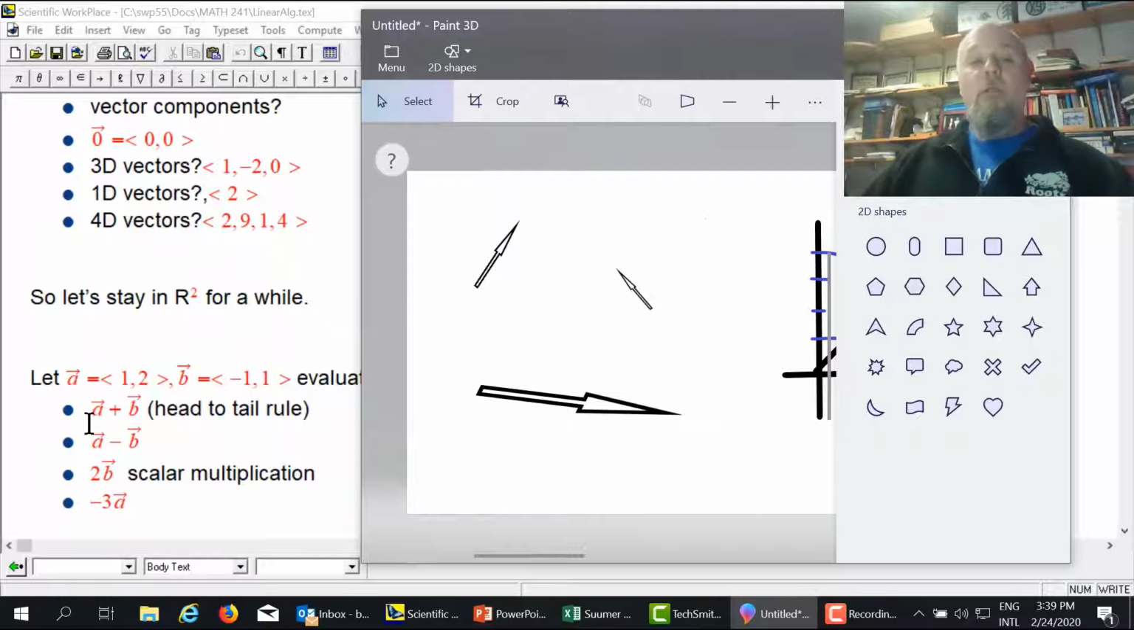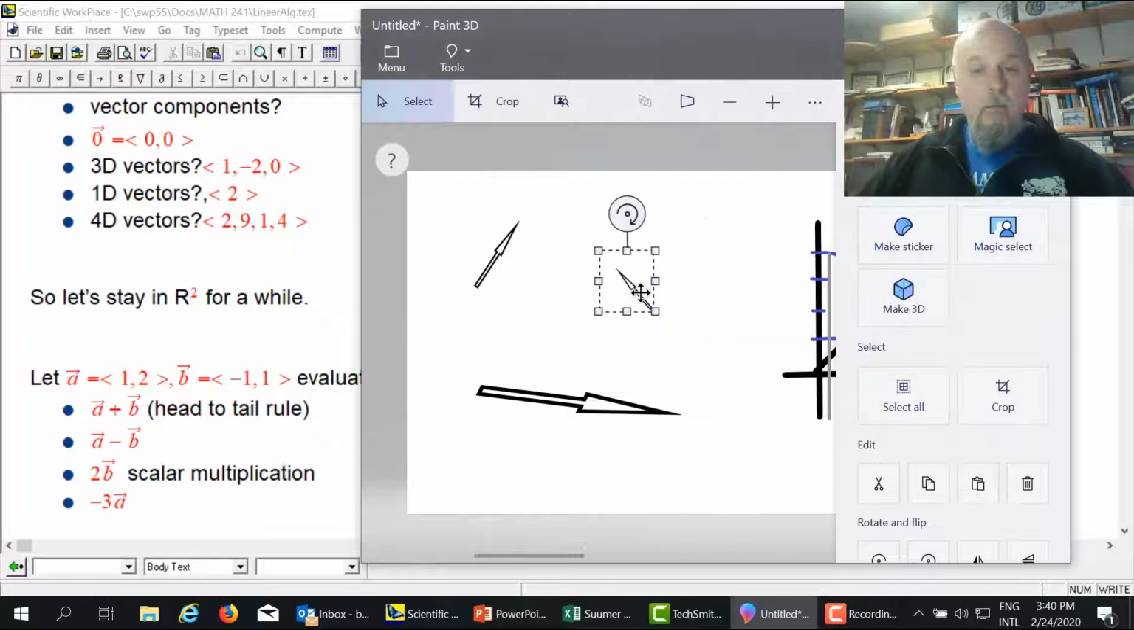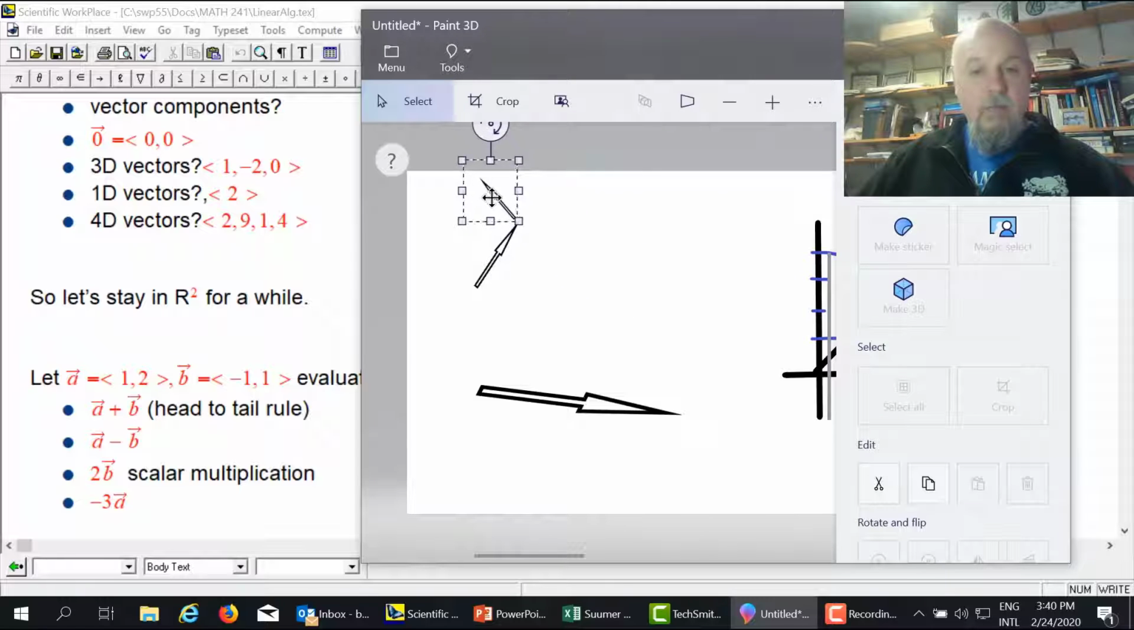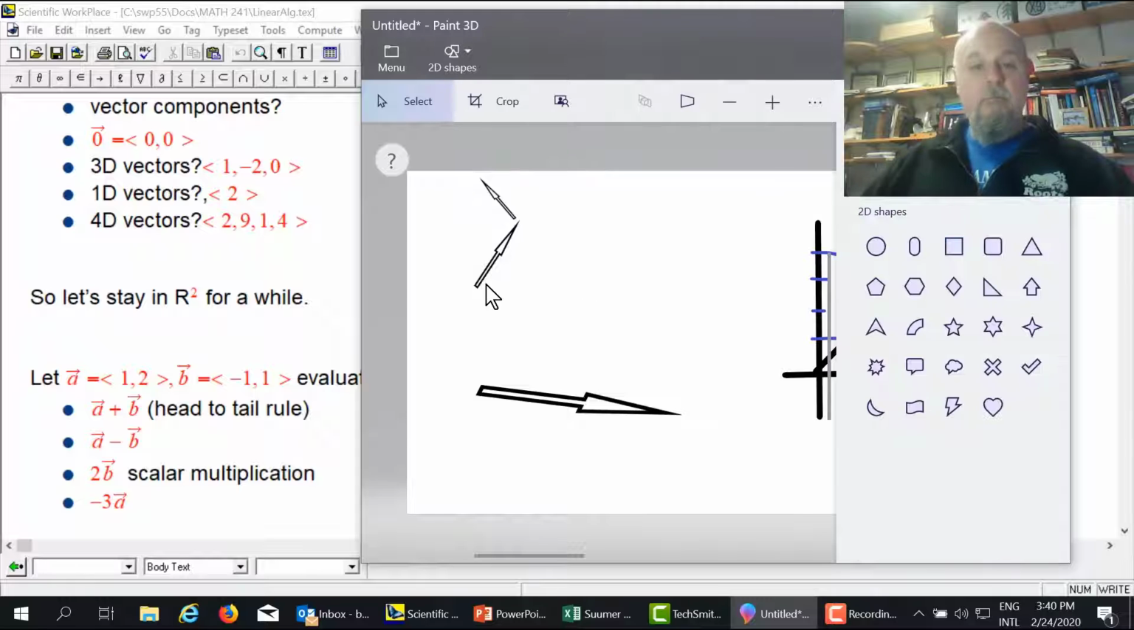So what I want to say is, if I go A plus B, the head to tail rule. If I add them head to tail, A plus B gives me this vector here, which is some other vector, which I'm just going to draw with a line right now, a vector with an arrow on it, starting from here.